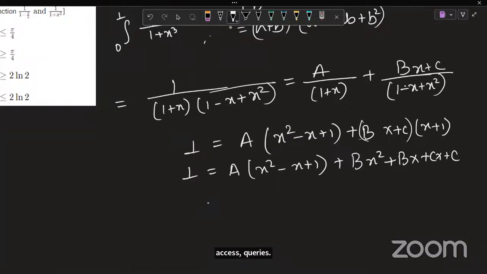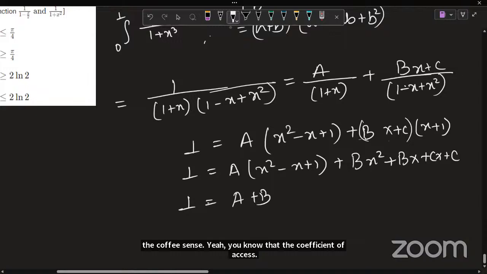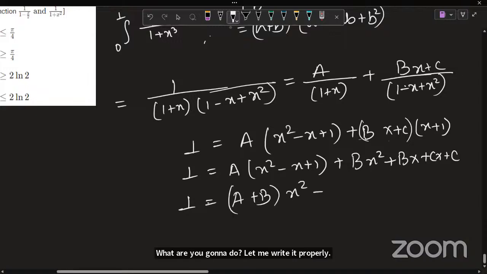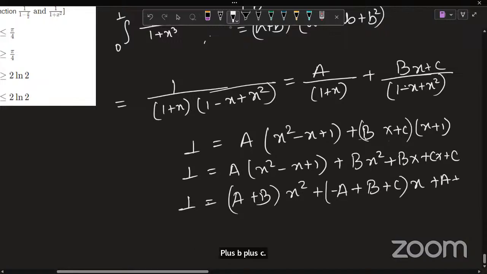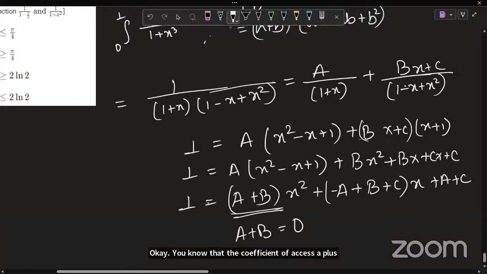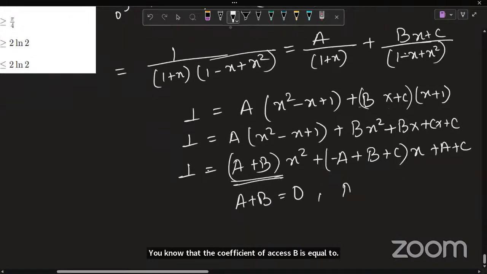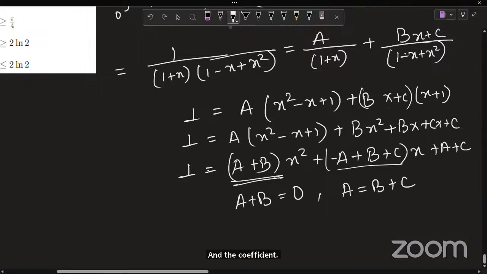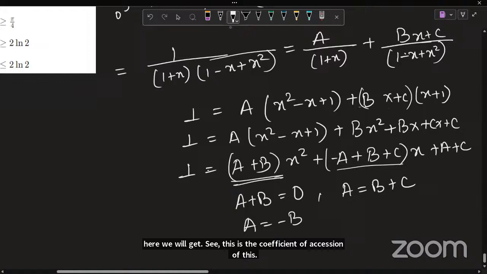You know that the coefficient of x square is 0. Let me write it properly if anybody is not able to understand. Minus a plus b plus c x plus a plus c. The coefficient of x square is a plus b is equal to 0, right? And the coefficient of x is equal to b plus c. This is the coefficient of x square, this is the coefficient of x. So we can write a is equal to minus b.